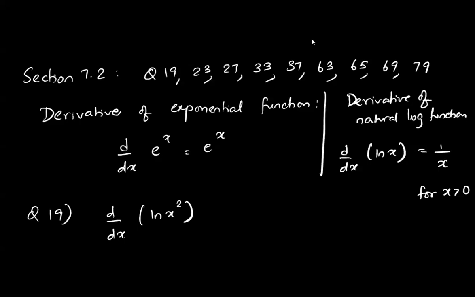So in this video, we are going to look at derivatives of the natural log function and the exponential function, and we are also going to look at logarithmic differentiation. So the derivative of e to the power of x is e to the power of x, and the derivative of ln x is 1 over x.